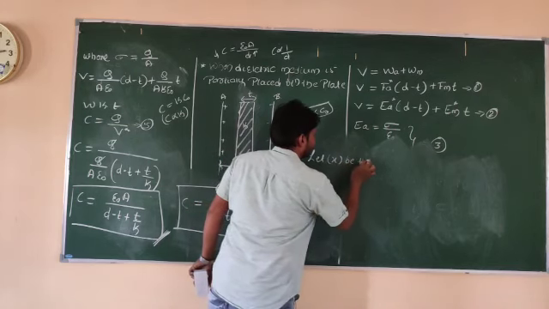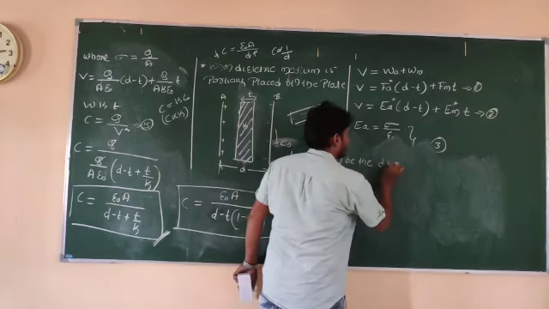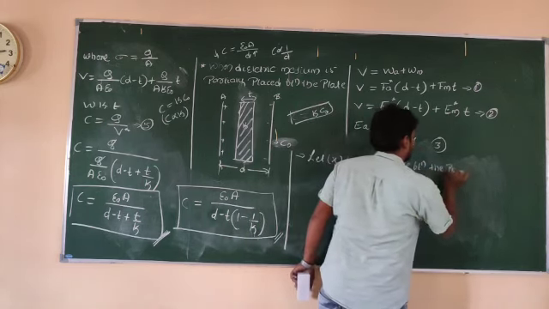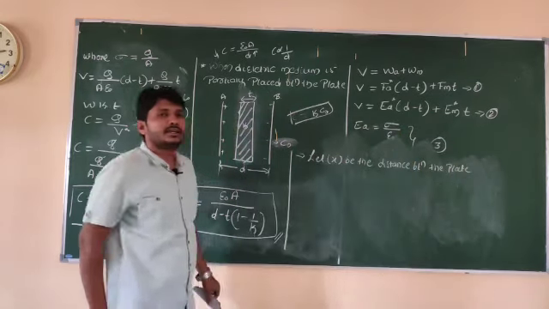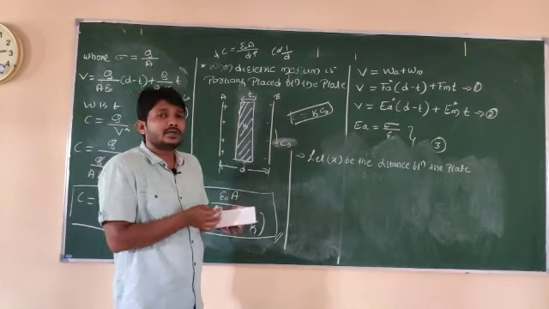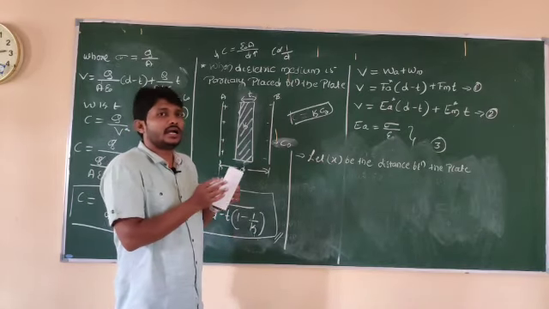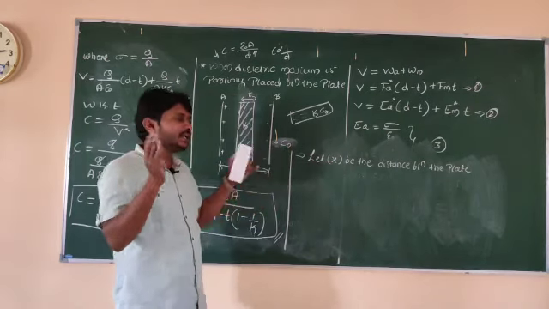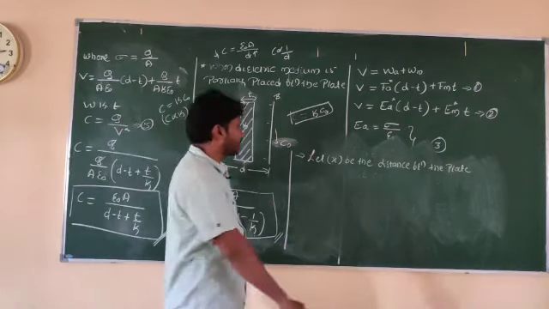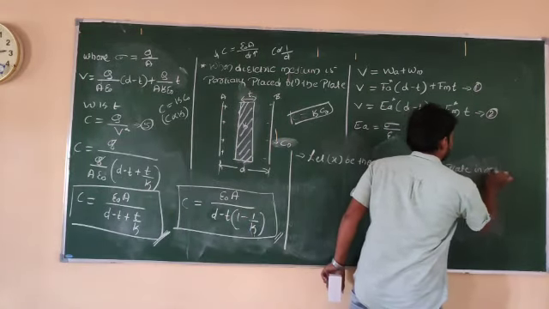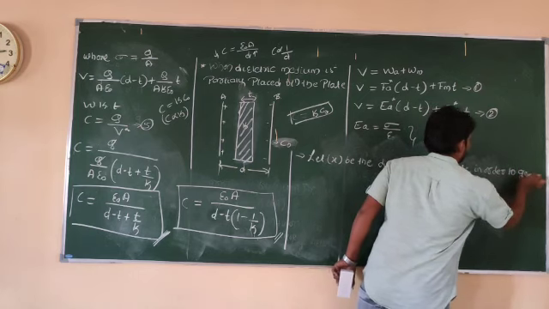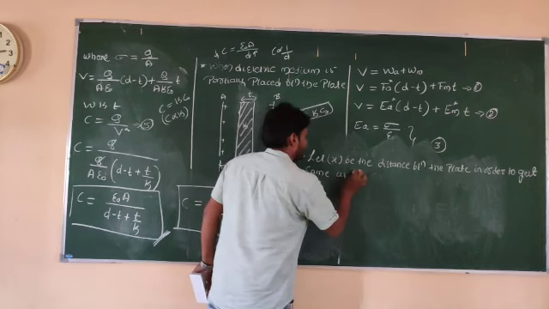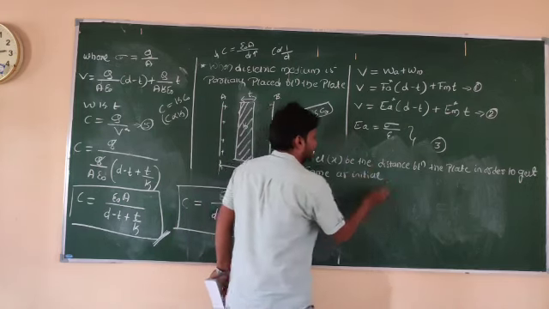Let x be the distance between the plates, in order to decrease its capacitance value. So in order to decrease its capacitance value to C naught, how much distance do I need to increase here? Let x be the distance between the plates in order to get the same as the initial capacitance value.